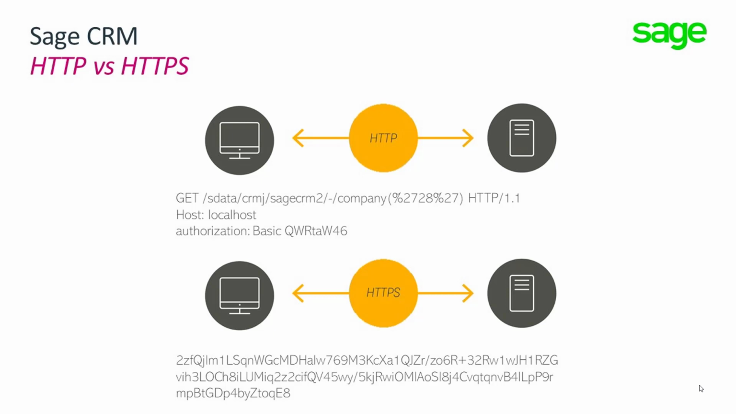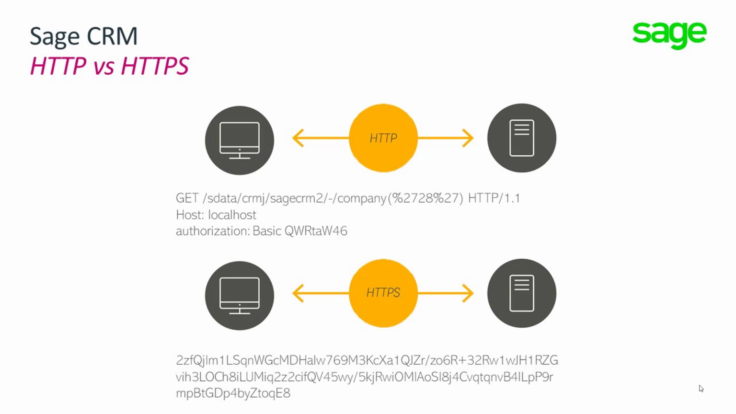HTTPS keeps the data secret by encrypting it as it moves between the client and the Sage CRM server. And so what HTTPS means is ensuring that anyone listening in on the conversation can't read anything about the data in transit. And that includes your ISP, a hacker, anybody else who manages to position themselves between you and the web server.